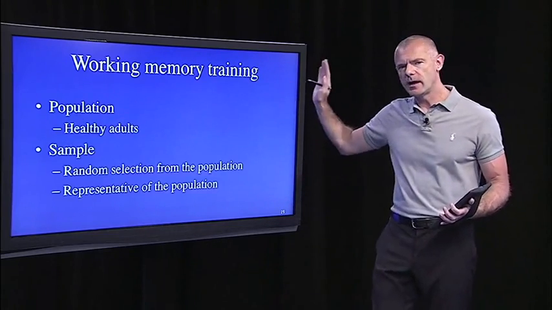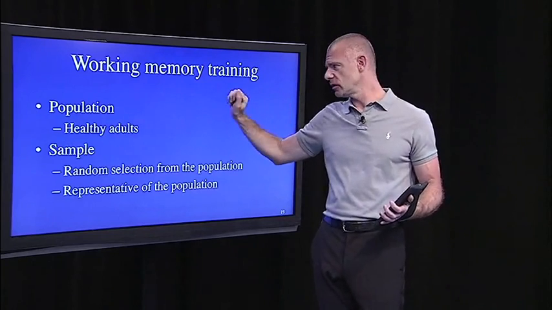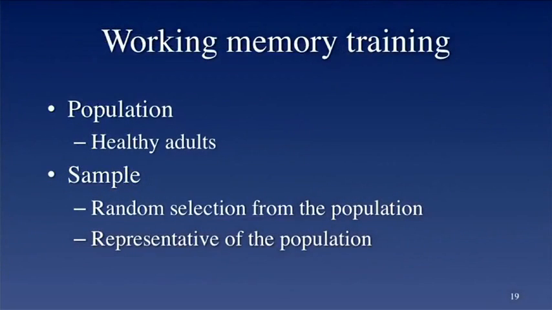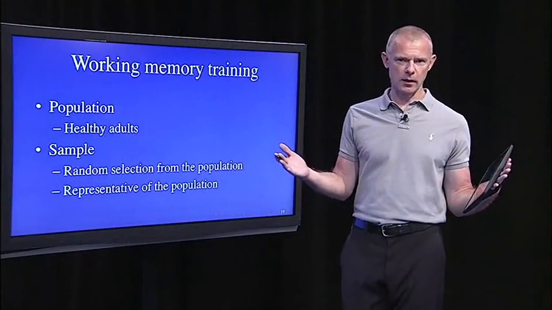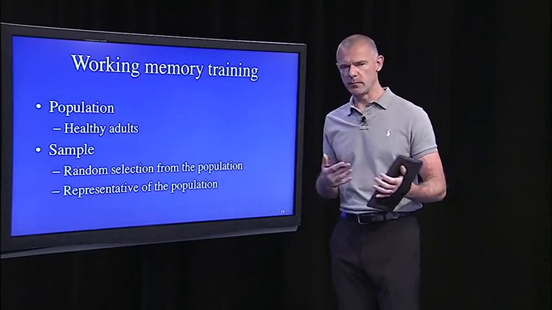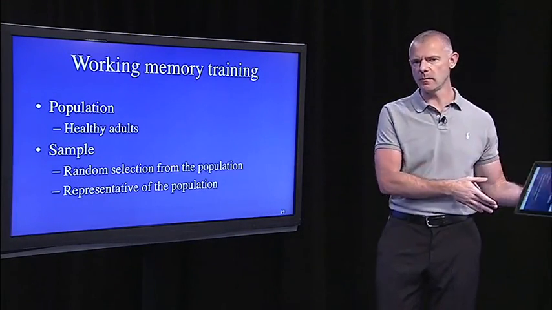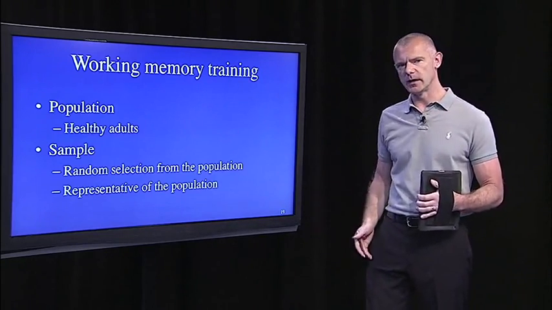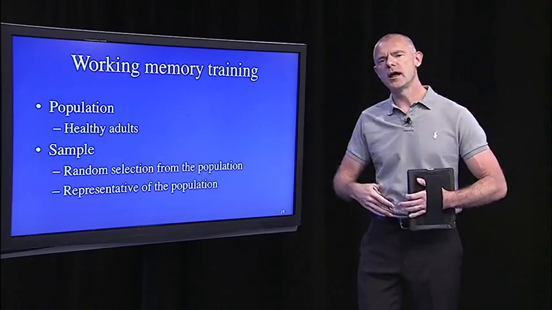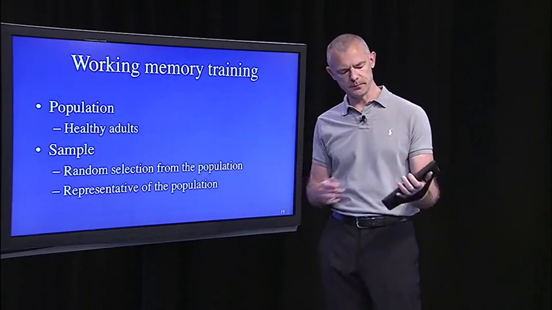So in these randomized experiments, the population is just all healthy adults. We want to be able to generalize these results to all healthy adults. The sample should be random and representative. So we should get a range of individuals from all sorts of different backgrounds, certain educational backgrounds, different levels of intelligence, so that it's representative. And then we should have random assignment to conditions.